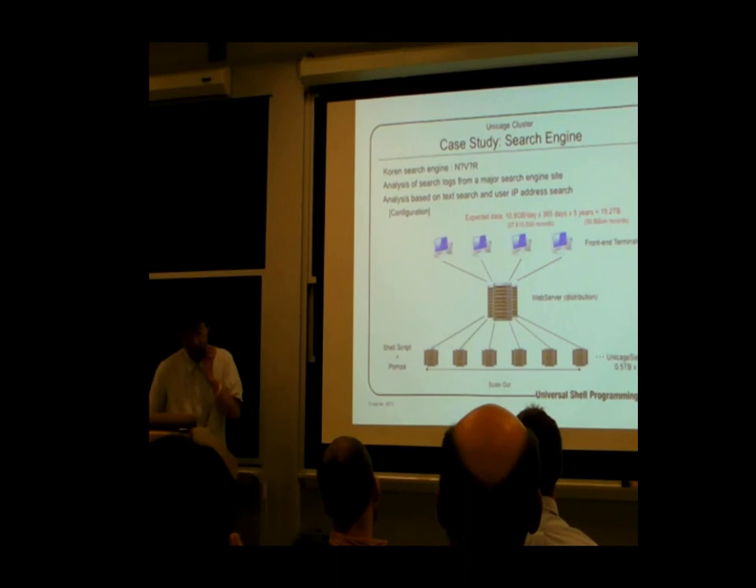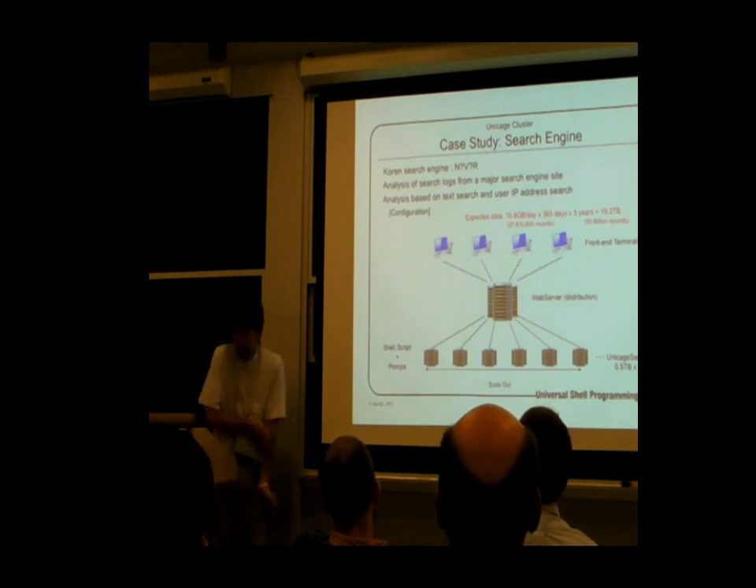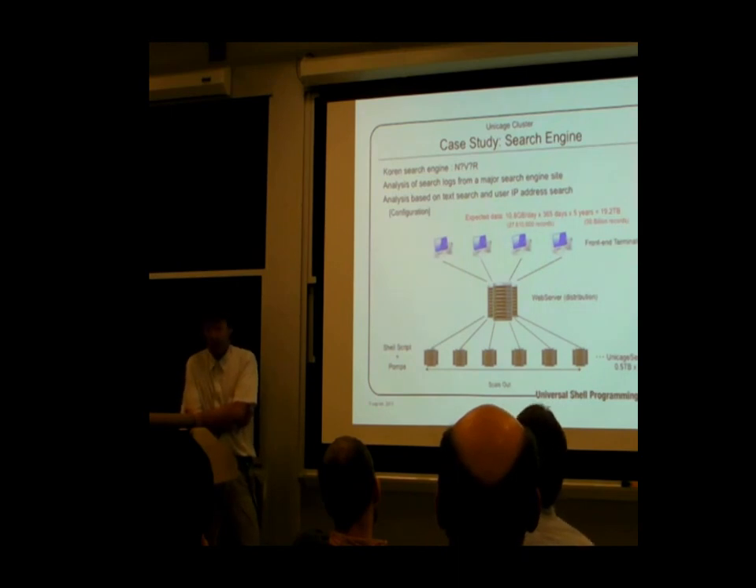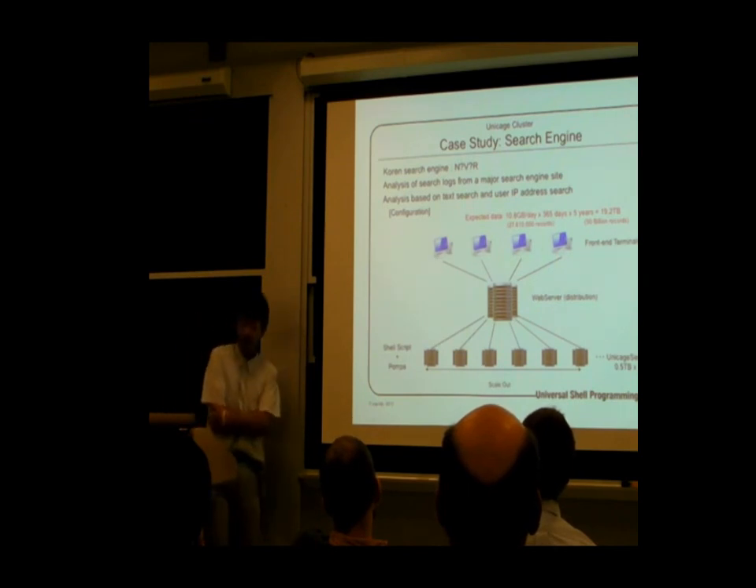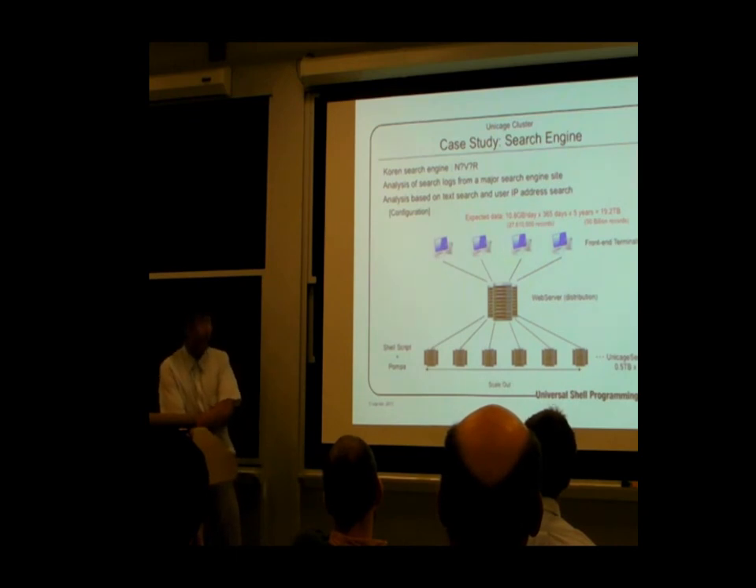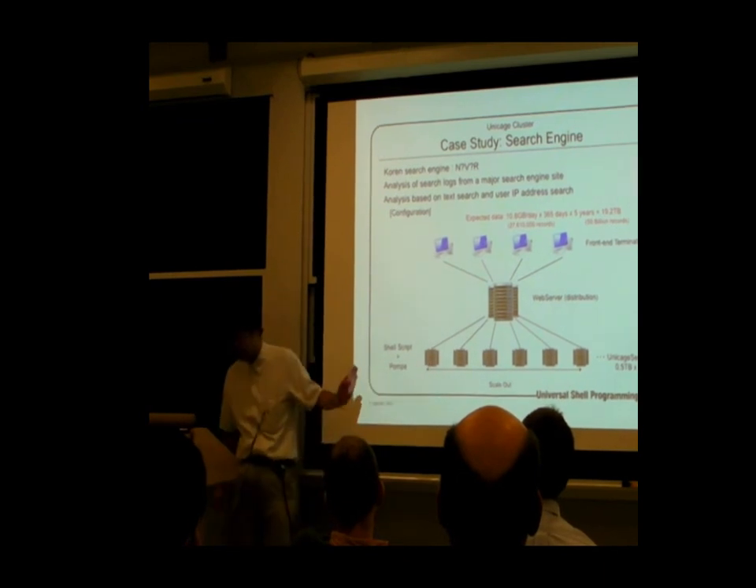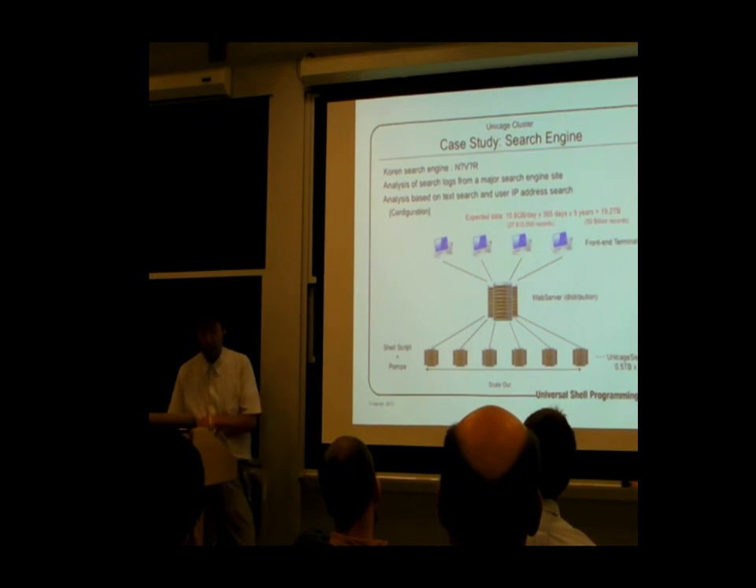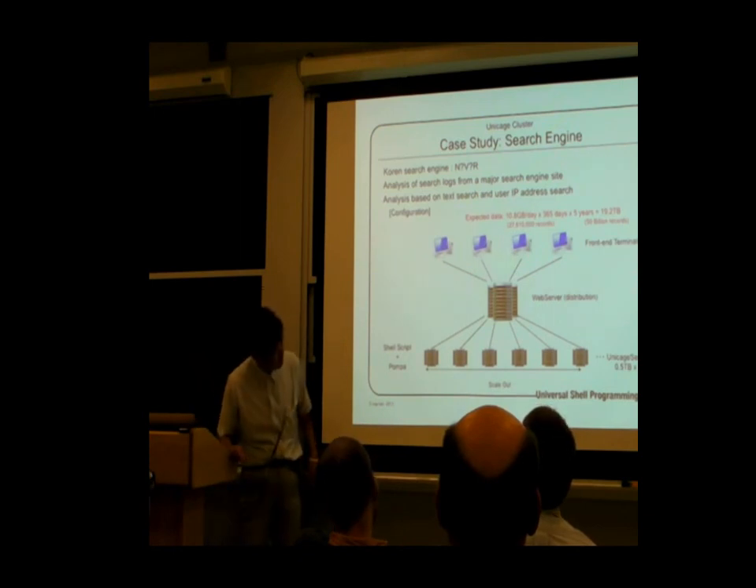And this is a sample of big data processing. We have some case studies, and I'd like to share one of them. It's an analysis of search logs from a major Korean search engine, based on text search and user IP address search. The data size is about 5 billion records and 19.2 terabytes. We used shell script and Bohr, with about 49 slave servers. Each server is a normal PC server with an Intel i7 processor, 16 gigabytes of memory, and a usual SATA disk. The OS is FreeBSD in this case.